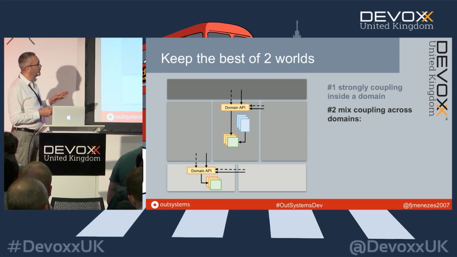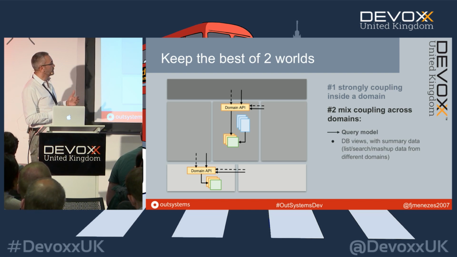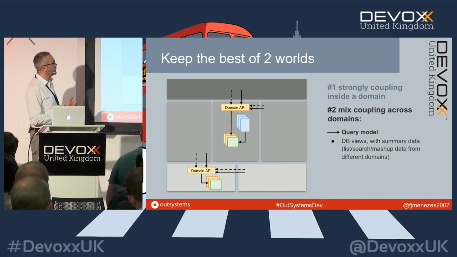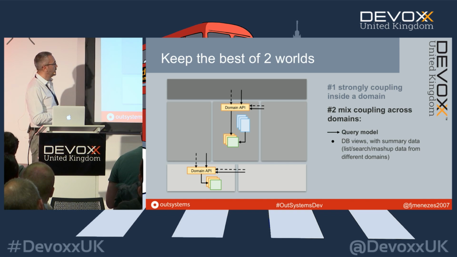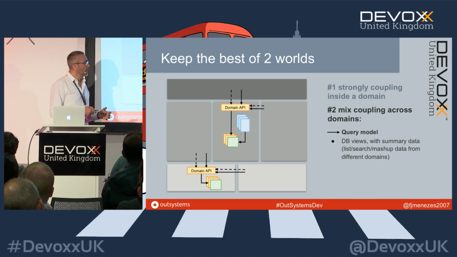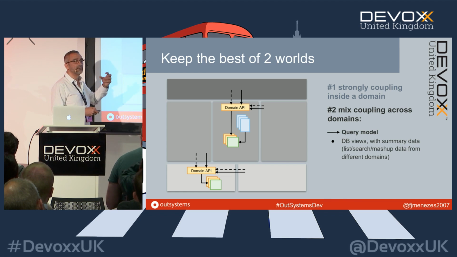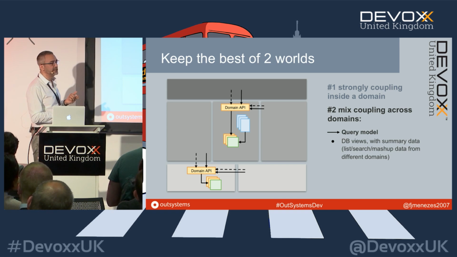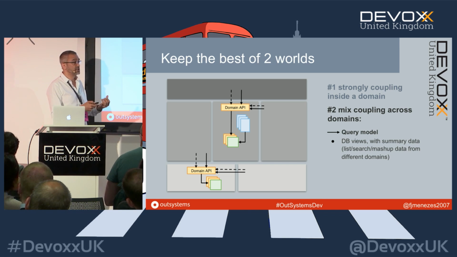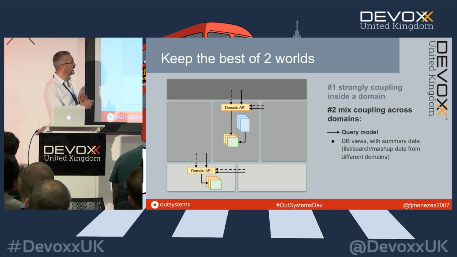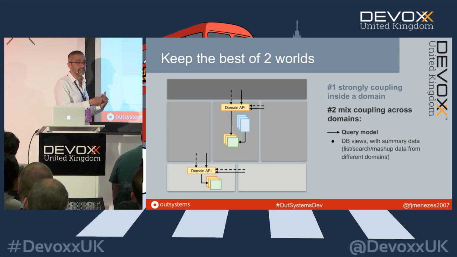So what is the mixed coupling? You have two flavors. One is a strong coupling with a query model. So each domain provides a domain API, and this domain API provides a query model, and these are like database views with stable data, with stable structure. So this is a summary. We are not providing here all the internals of this domain, but just the minimum that doesn't change so much in terms of structure, but that will allow other domains to list, search, and even mash up information from different domains, okay?